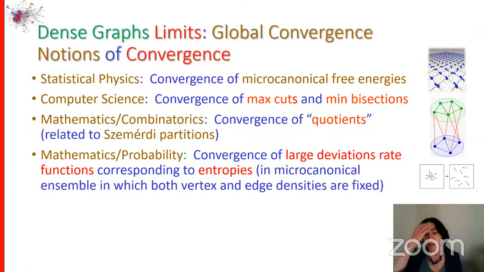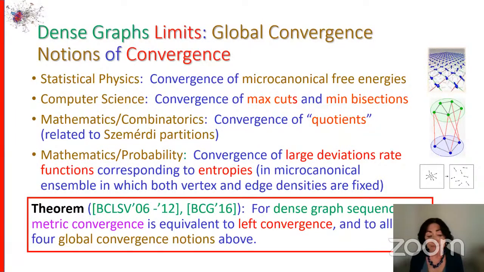The microcanonical free energies we've talked about, convergence of max cuts and min bisections, convergence of quotients, which are related to Szemerédi partitions of the graph, or, with David Gamarnik, we also looked at convergence of a large deviations rate function on the graph corresponding to entropies. And for dense graphs, all these notions are equivalent to each other.